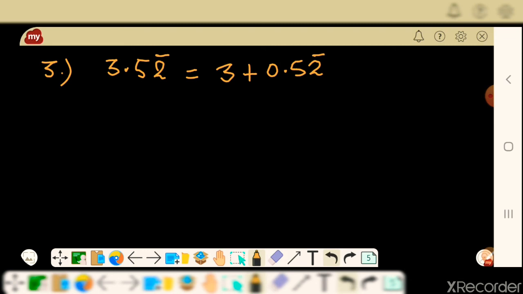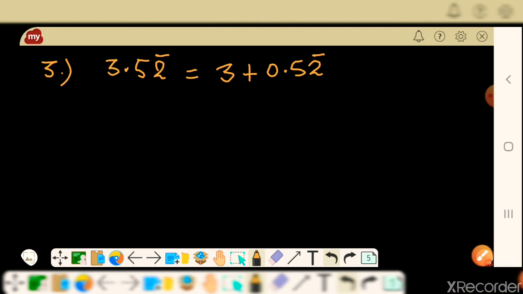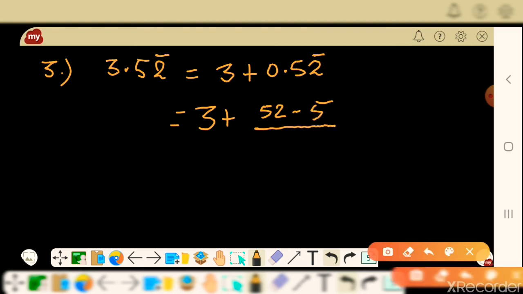Now, this 3 will remain as it is. You don't have to touch this number, and you have to solve this part only, in the same manner as we have done in the previous question. So, how to do it? We will write 3 plus, in the numerator 52 minus 5. 52 as it is the whole number and we will subtract 5 because there is only one digit, that is 5 here, which is not repeating.